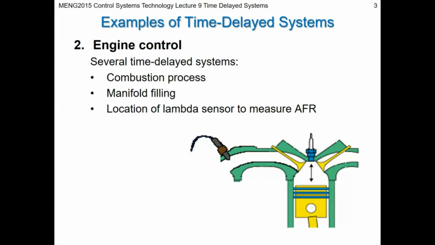Another nice example of time delayed systems is in a combustion engine. Of course, the combustion engine is going to be a thing of the past before long, but for now we could just about still use this example. So the combustion process takes place in the chamber here.